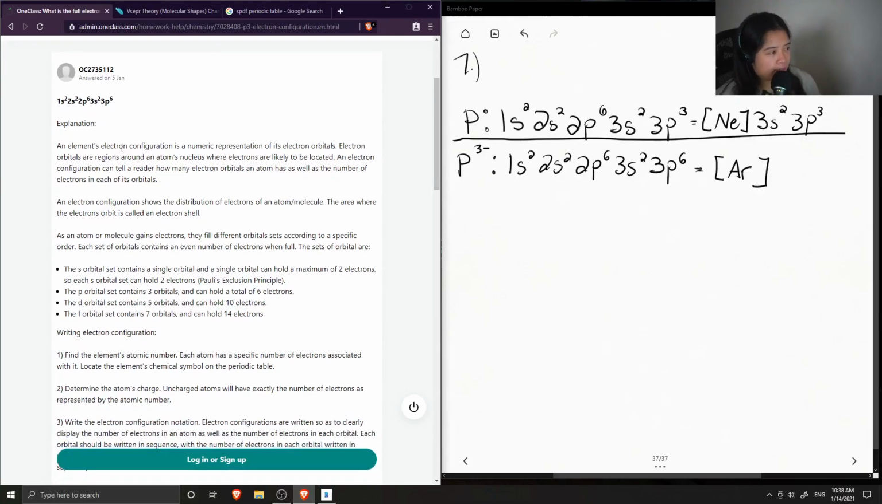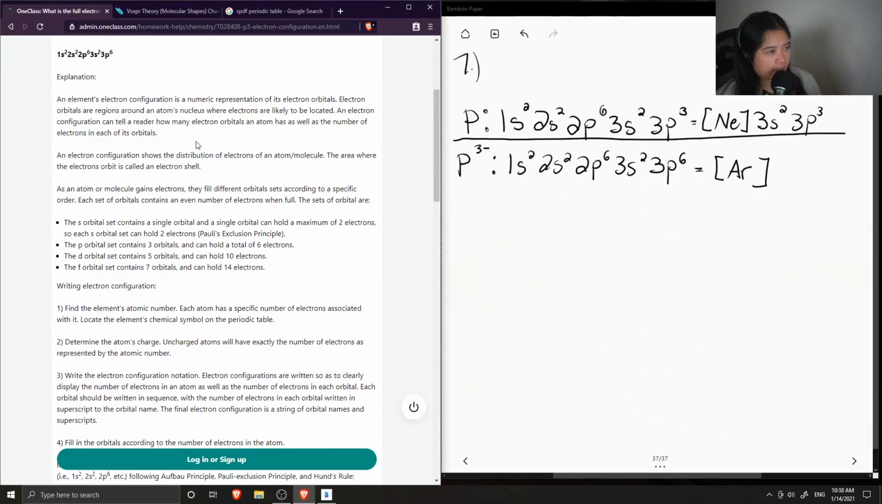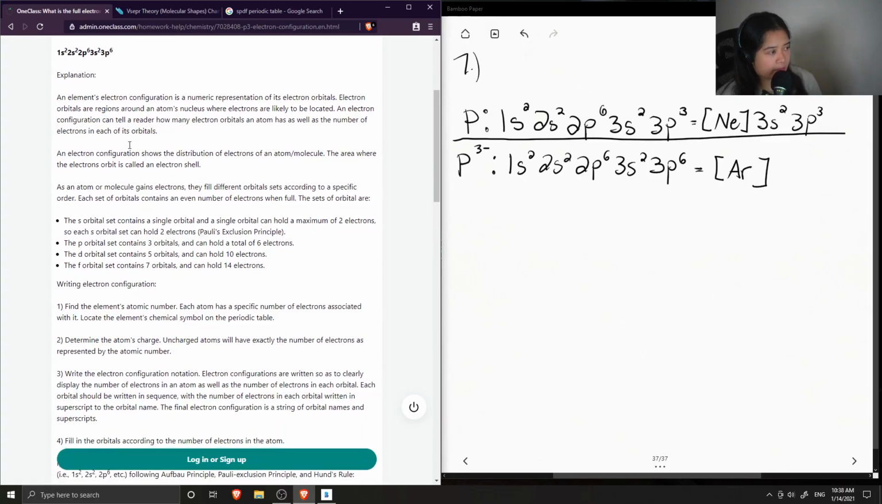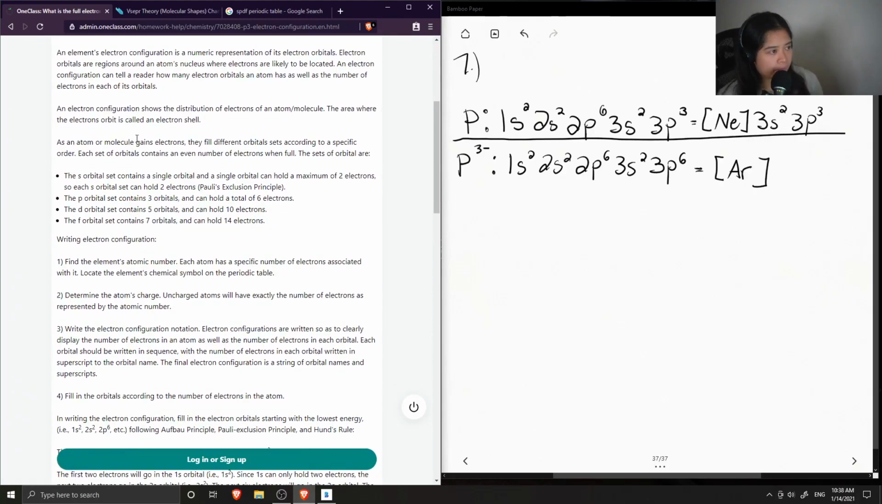An element's electron configuration is a numeric representation of its electron orbitals, which are regions around an atom's nucleus where electrons are likely to be located. It tells us how many electron orbitals an atom has, as well as the number of electrons in each of its orbitals. It shows the distribution of electrons of an atom. The area where the electrons orbit is called an electron shell.